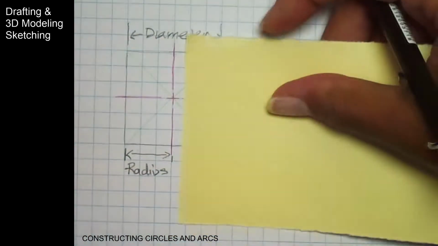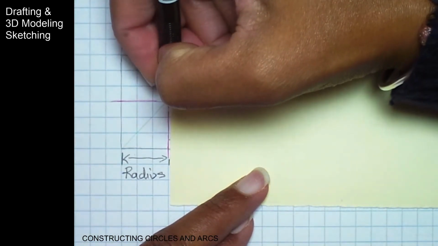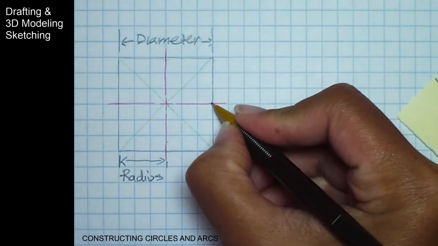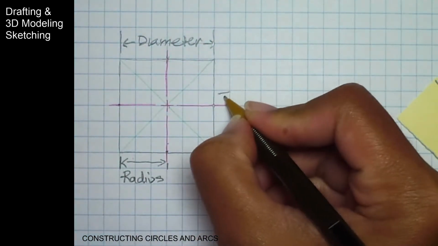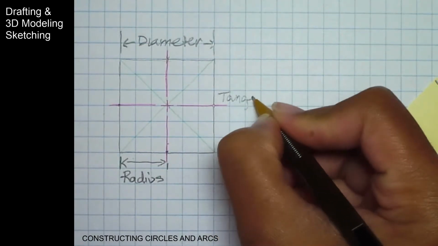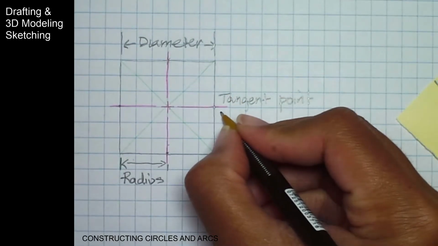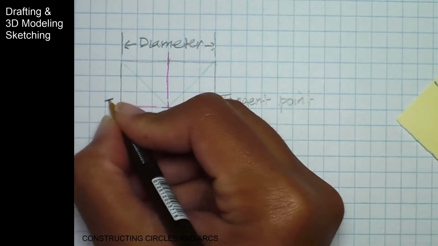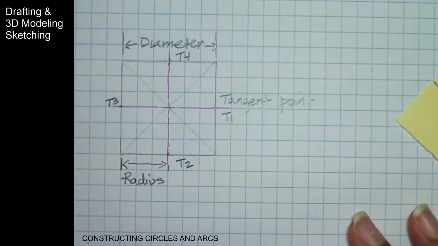We're going to take a sheet of paper. This gives us our radius, and we're going to mark out our radius. So 1 here. We also call these points tangent points, right? So this will be our tangent point. So we can start T1, T2, T3, and T4. So we have 4 tangent points on our circle here.